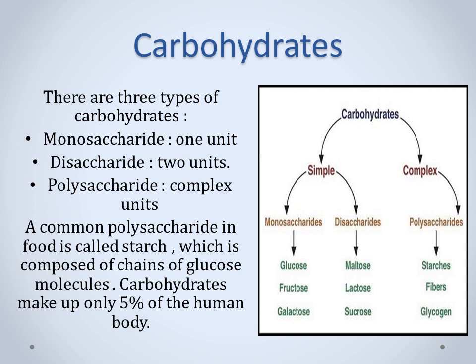Now we have the first part, carbohydrates. There are three types of carbohydrates: monosaccharide, 1 unit of sugar; disaccharide, 2 units of sugar; polysaccharide, complex unit of sugar. So you will be asking, what is sugar? Actually, I am using the word sugar here because when we break down carbohydrate, it will turn into glucose, and glucose is a sugar. A common polysaccharide in food is called starch, which is composed of chains of glucose molecules. Carbohydrates make up only 5% of the human body.